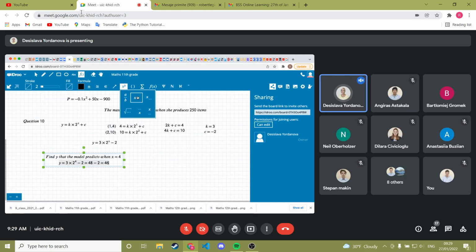Creating a model for real life situations, they're all estimates. Yeah, there's too many factors. So we use some values to find the model, but this model is not 100% reliable. It approximates the values. That's why they state the questions like that, find y that the model predicts, because we cannot be sure that in real life for this situation the y will be equal to 46 when x equals 4, but maybe it will be pretty close to 46. Okay?